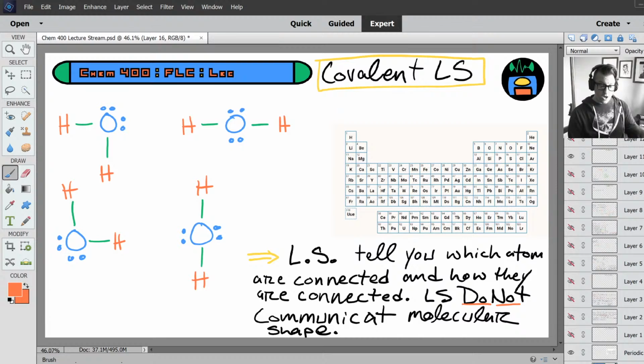Lewis theory will be augmented by something called VSEPR theory, which we'll look at soon, and that will communicate the shape that molecules take. But the Lewis structure by itself does not tell you that. So it doesn't matter how you draw them. All of these are equally valid.